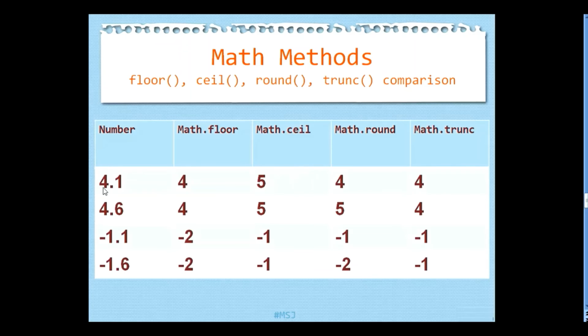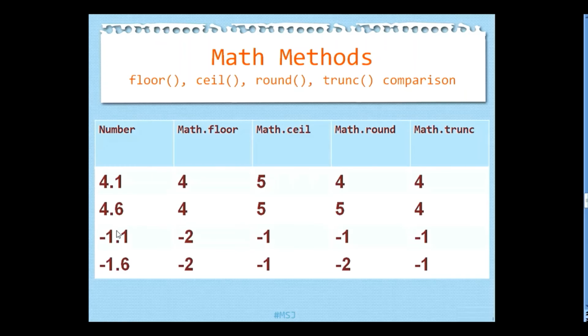Next, the number 4.6. Floor, whatever the value may be, rounds down the number. Ceiling rounds up the number. Then rounding, since this value is greater than or equal to 4.5, rounds to the next integer. Once again truncation only displays the integer part. Similarly for negative numbers, minus 1.1, if you truncate, only minus 1 will be printed.